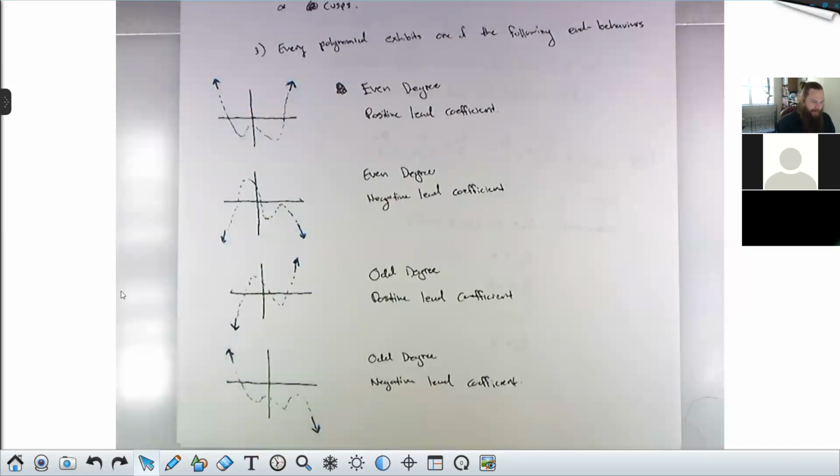So let's see if we can detect the end behavior of some polynomials. And then we're going to talk a little bit about factors.